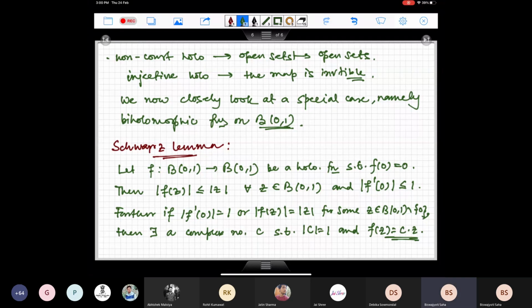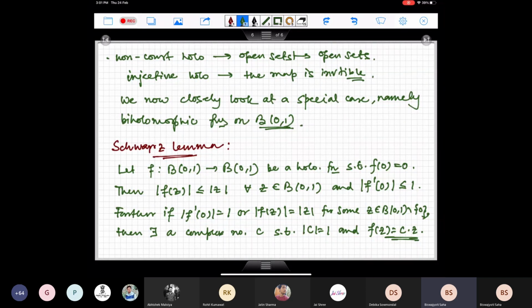Those are going to be the only possible examples, provided you have an additional condition: either mod of f prime at 0 is equal to 1, or mod of f of z is equal to mod z. If we have at least one of these two, and this one only needs to hold for one point, that is good enough, then we are going to get exactly these kinds of functions.